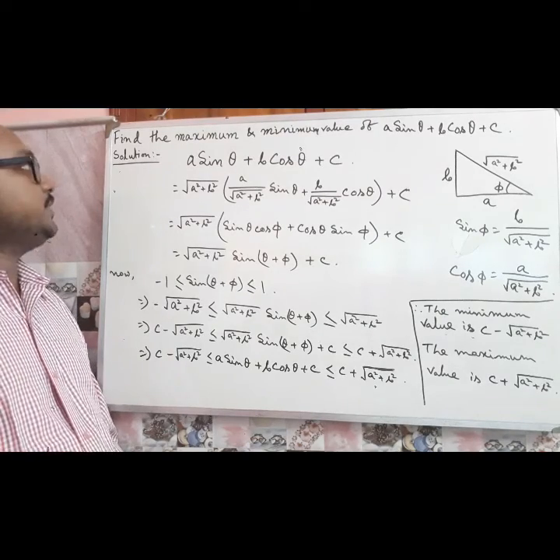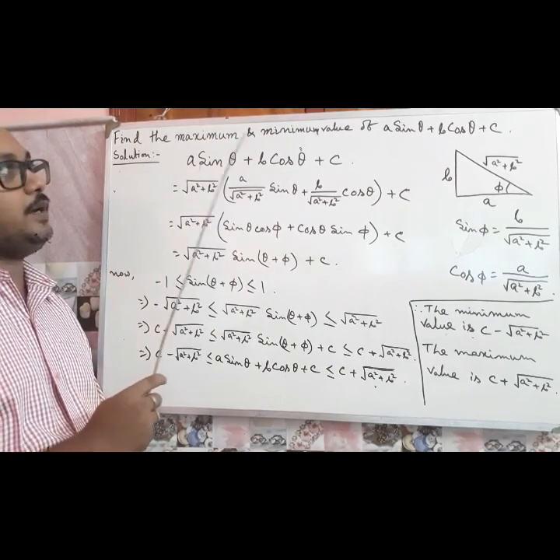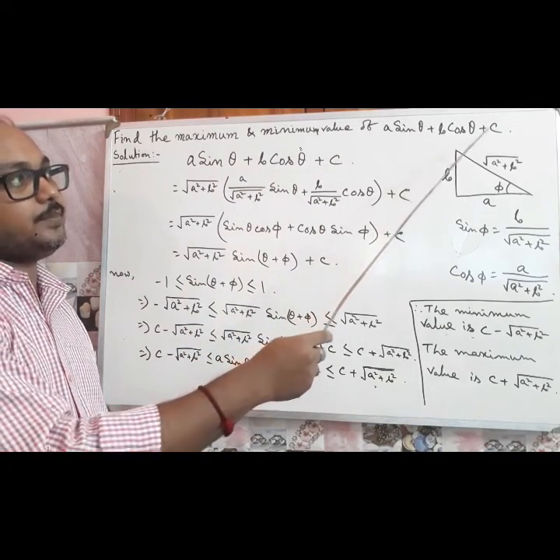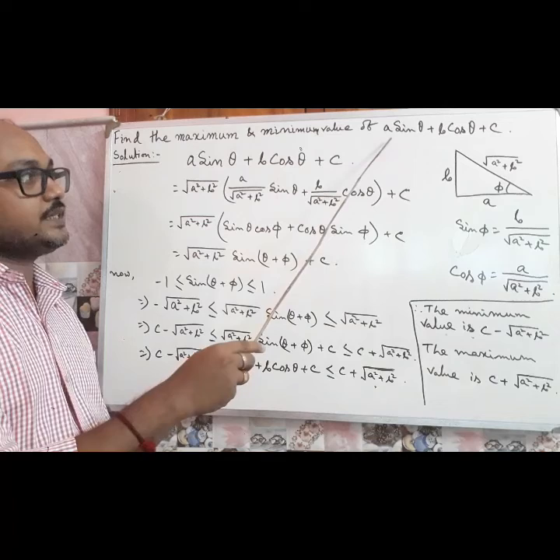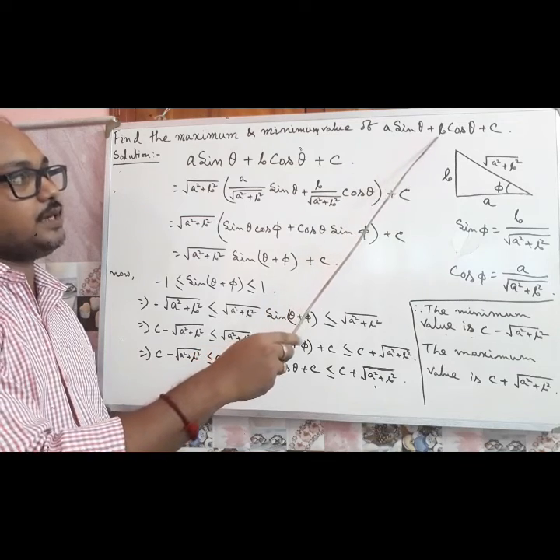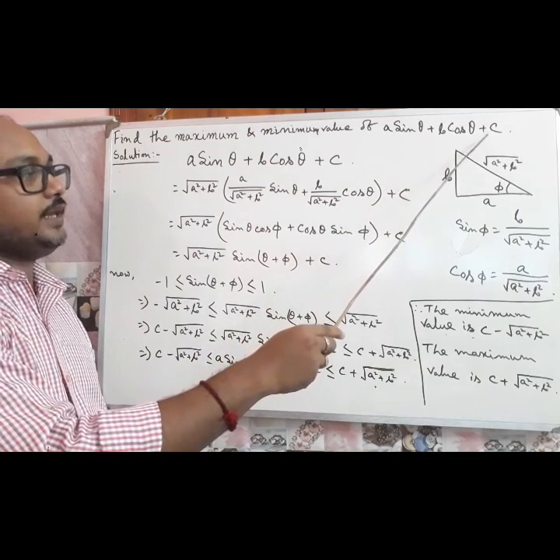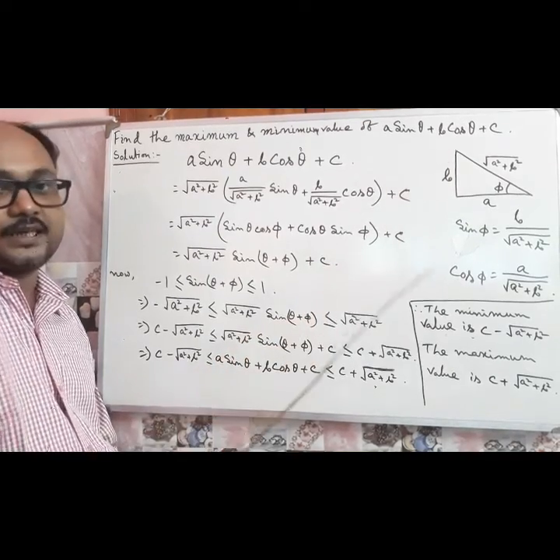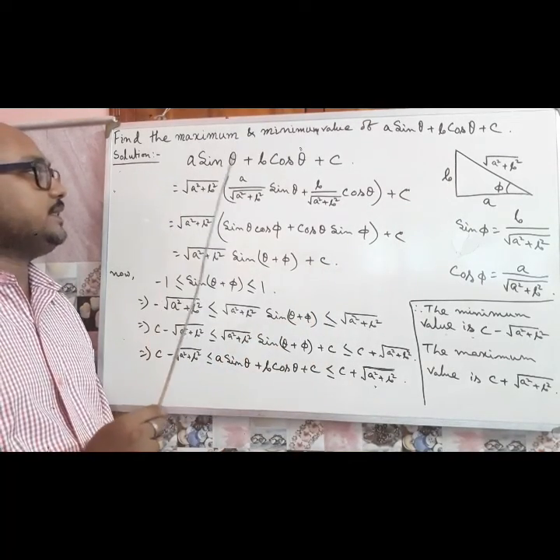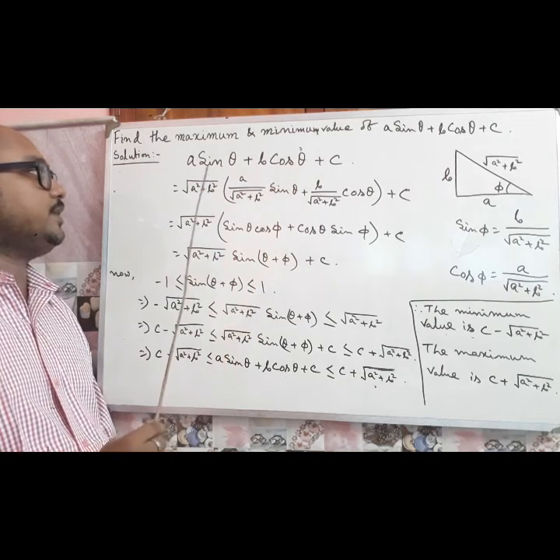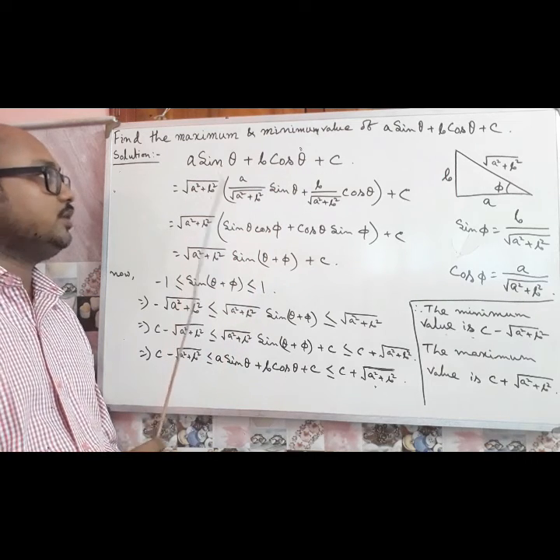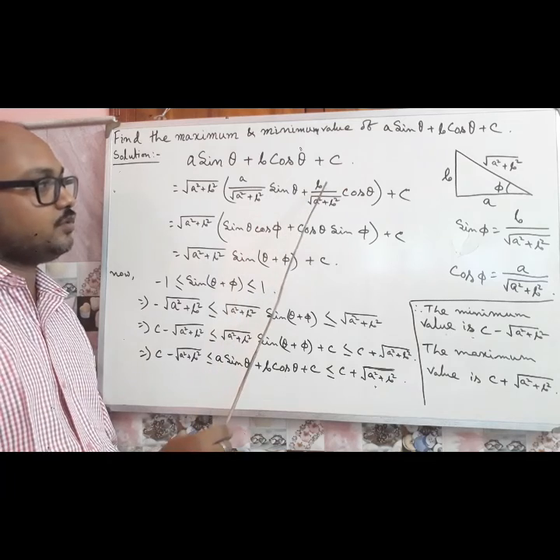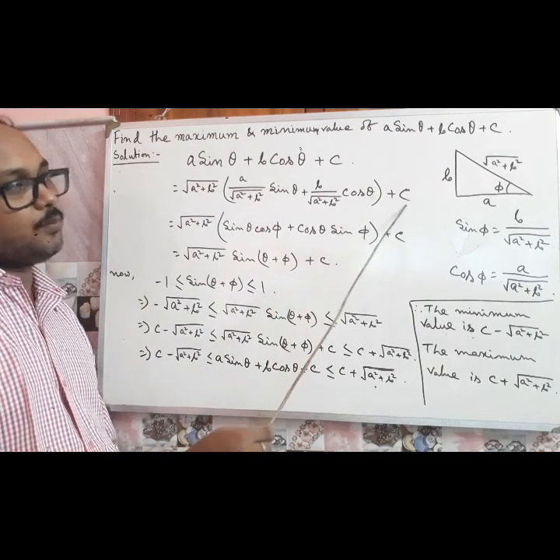Next type of problem is finding the maximum and minimum value of a sin theta plus b cos theta plus c. If an expression is given in this form, a sin theta plus b cos theta plus c, then we have to find the maximum and minimum value of this expression. Let us see. In this a sin theta plus b cos theta plus c, if we take root over a square plus b square common, it can be written as a by root over a square plus b square into sin theta plus b by root over a square plus b square into cos theta plus c.